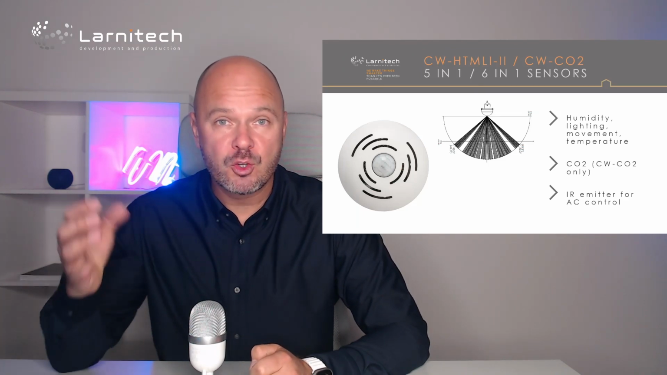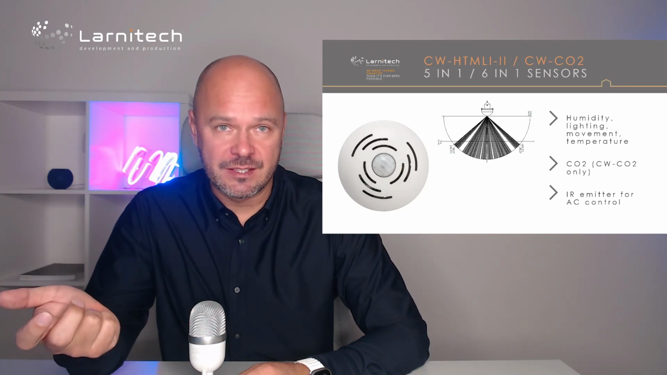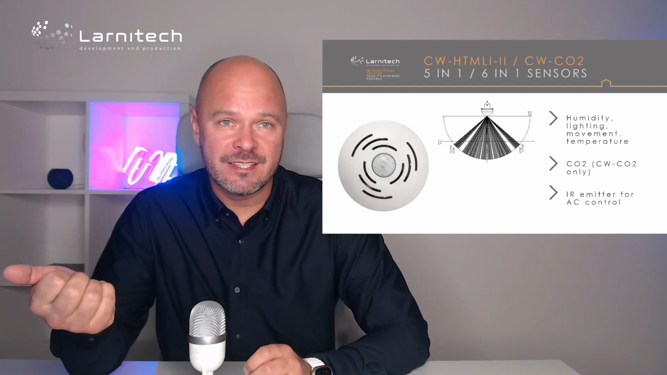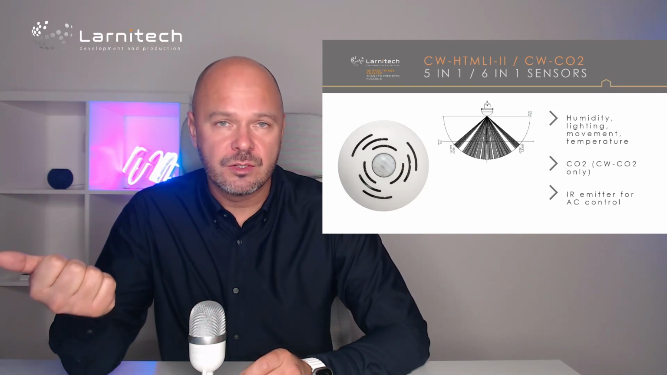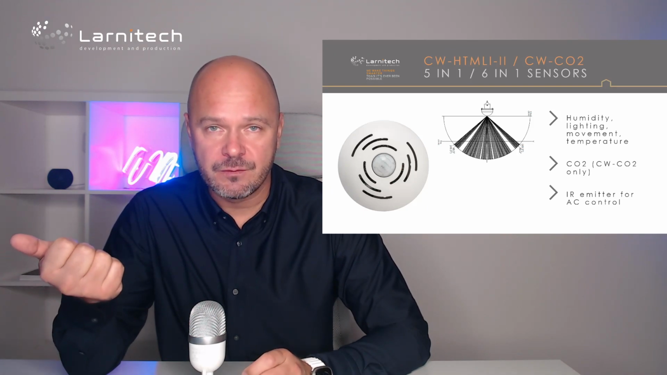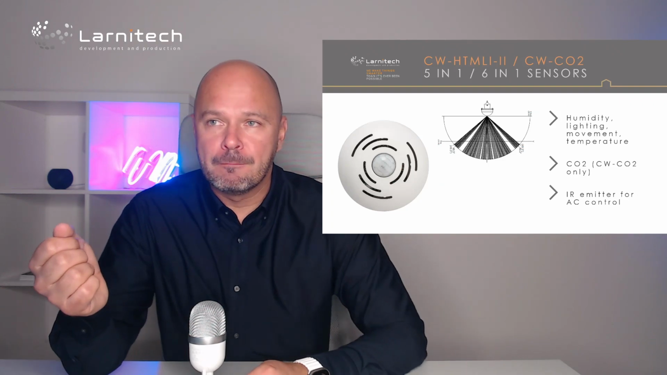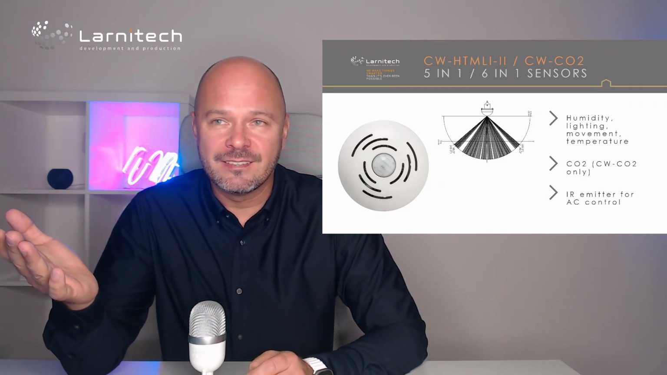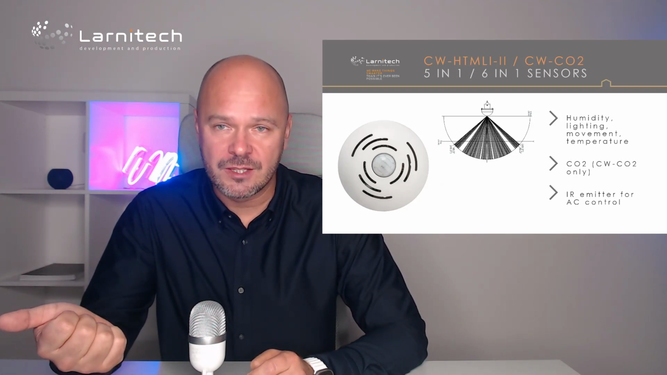First, it is a motion sensor, then a light level sensor, then a humidity sensor, and then a temperature sensor. So 4 of the most used sensors for a standard room in one body. What is the 5th function? Because you see here there is 5 in 1 and 6 in 1. What is the 5th function?